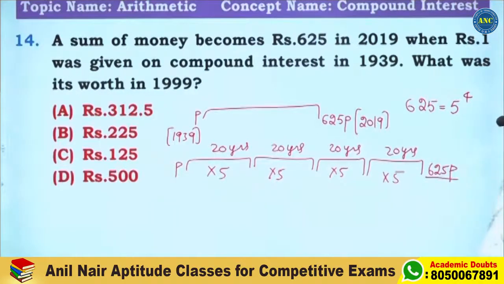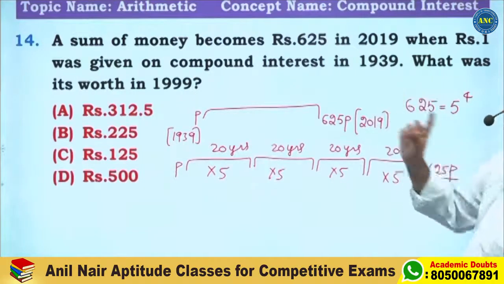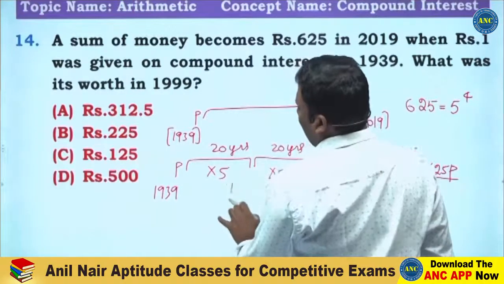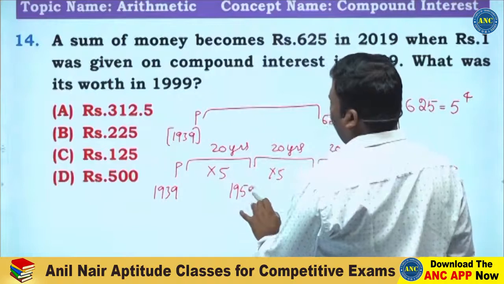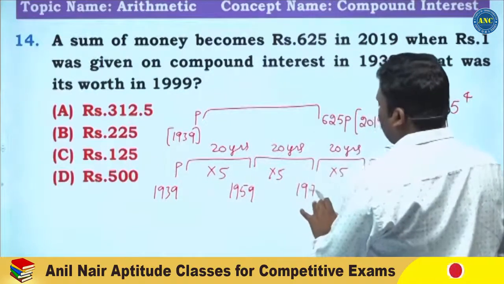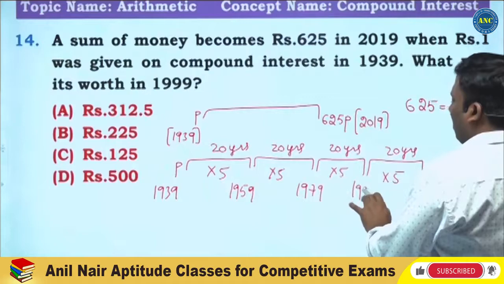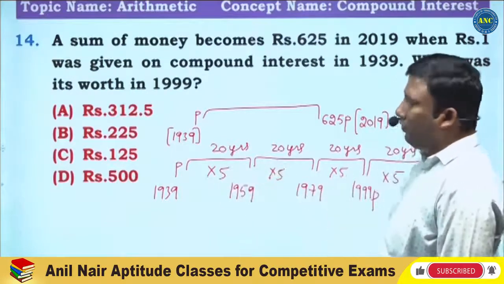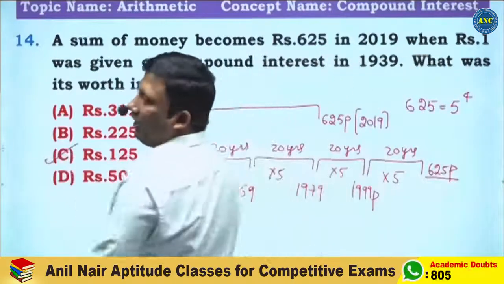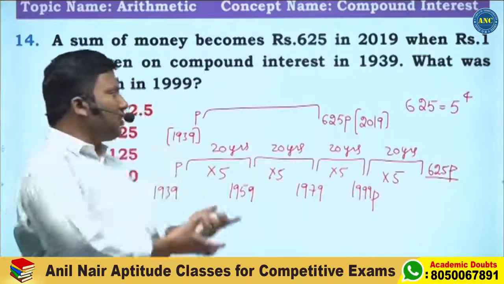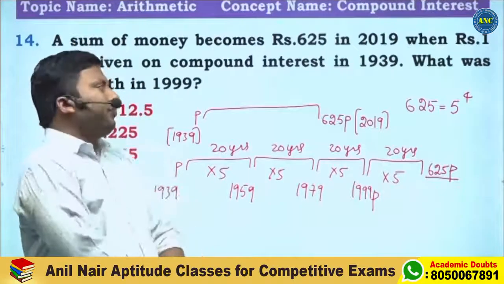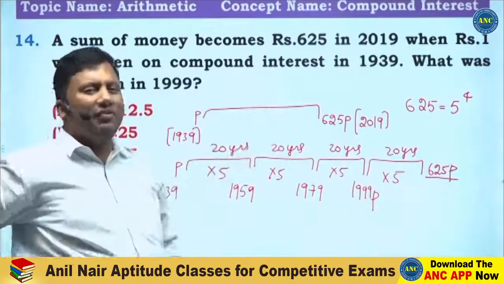I hope this idea is clear. Now what is the question asking? What was its worth in 1999? This is in 1939. After 20 years, 1959. This is in 1979. And this is in 1999. What was its worth? 5 into 5 into 5, 125. This question is very, very similar to another question present in CAT books, sir. Only the number of years are different.